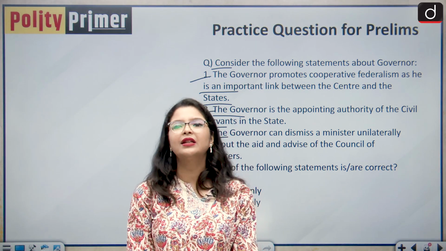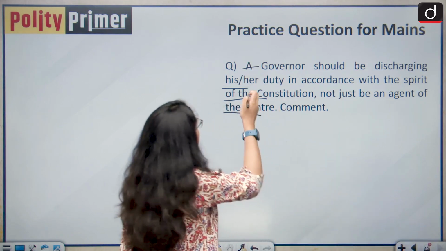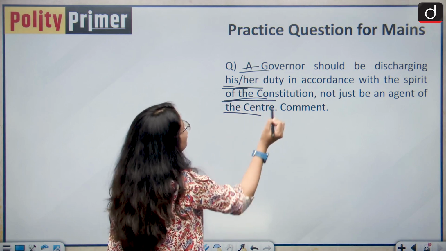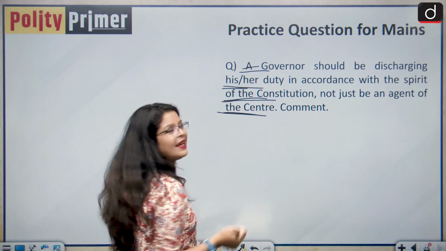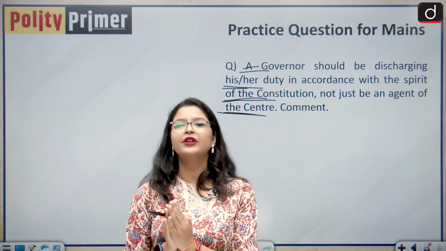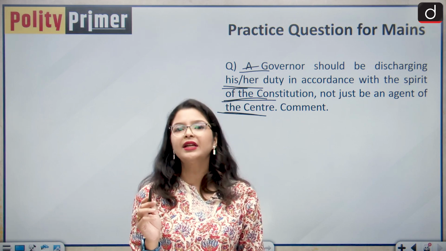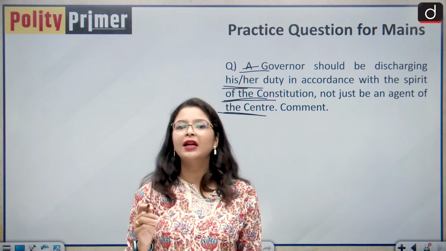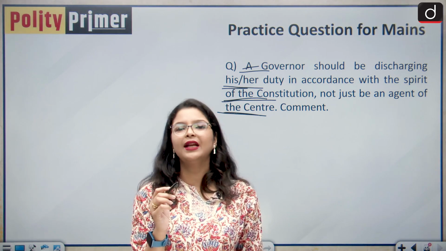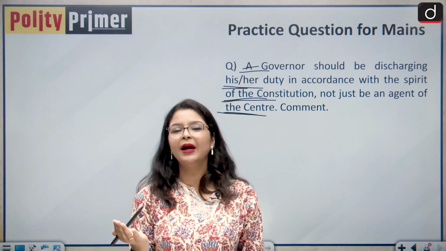Now let us see a practice question for your mains examination. Your question is, a governor should be discharging his or her duty in accordance with the spirit of the constitution, not just be an agent of the central government. Comment. So what can be the approach of writing this answer? In introduction, you can write about how a governor is appointed. Then in the body, you can state about the various points of friction that happen between the state government and the governor, and you can quote some of the recent examples which I have quoted in my discussion today.